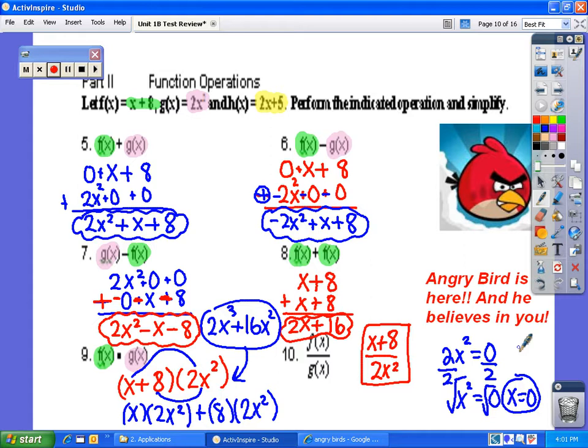That means my domain is going to be all real numbers except x equals 0. That means my domain can be any number except 0. And remember, you can also write it in the symbolic form of x such that x can't equal 0.